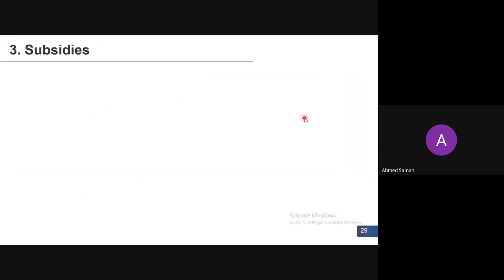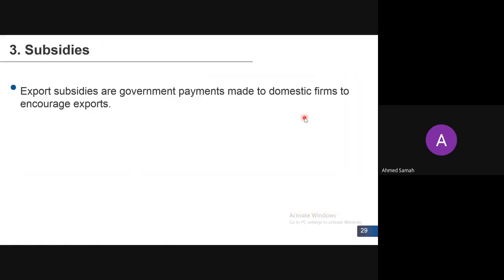Then another one is subsidies. So export subsidies by the government are payments to domestic firms to encourage their exports. It will reduce the cost of production because they give a subsidy. Then it will make the exports cheaper because the cost of production is lower. Now these particular businesses can afford to sell in the world market at a lower price.